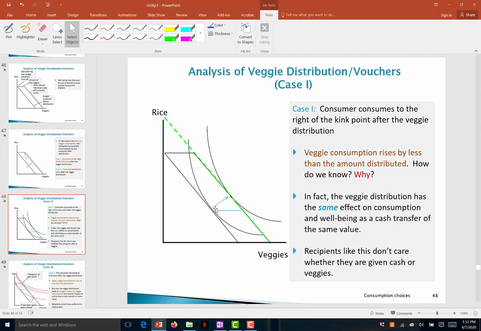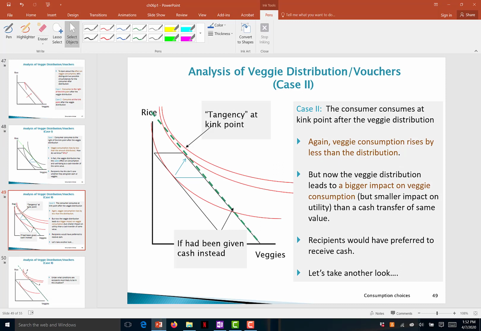For this consumer that we are observing here, whose optimal point of consumption was before here and now ends up here, nothing changes. This would be just as good as a cash transfer in the same amount. It would have essentially the same effect on consumption and well-being as a cash transfer of the same value.